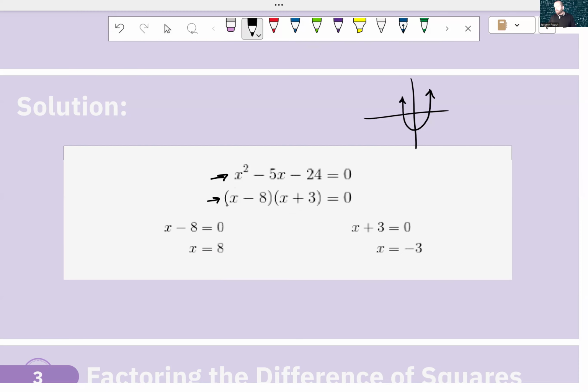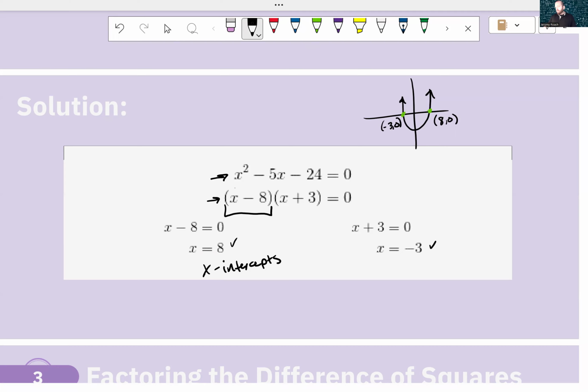Now, these answers for what x is, these are called our x-intercepts. And those are located on the x-axis. So this one is x equals 8, or 8 comma 0 for this first one here. And the second one is x equals negative 3. So that's negative 3 comma 0. So that's how you find the x-intercepts: you set these factor groups or these binomials equal to 0, and then you solve for what x is.